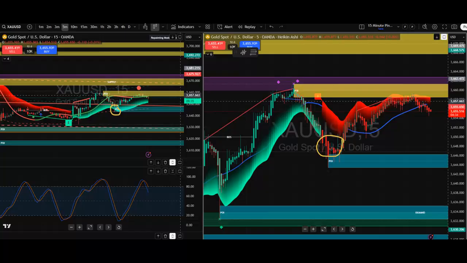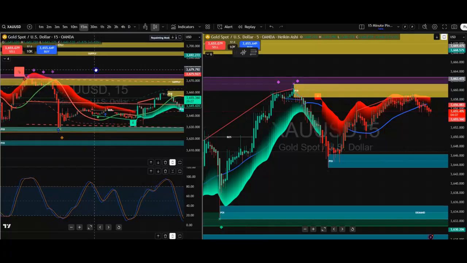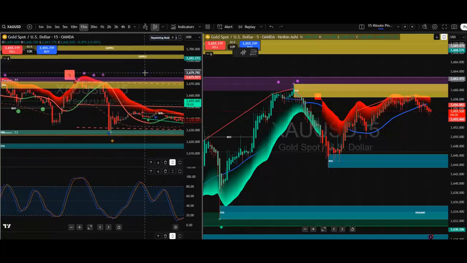Now, there is an argument to say it's come into demand and it's going to go up and you're going to get that. But it's not valid. It's not our trading strategy. It's not what we're looking for. Throw it away.